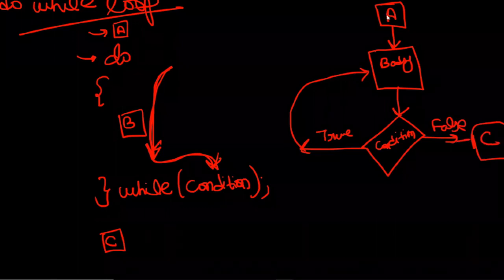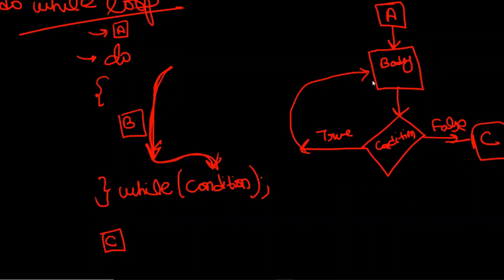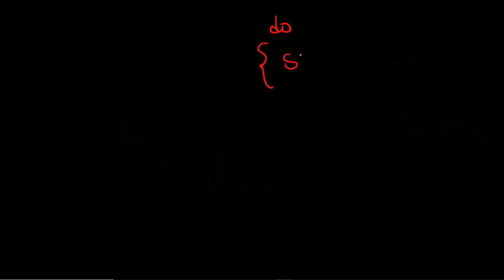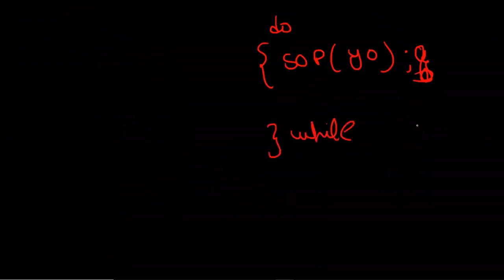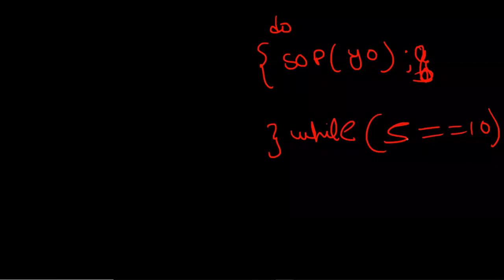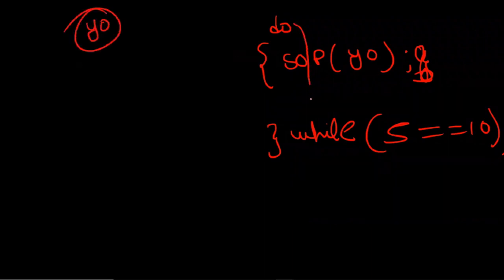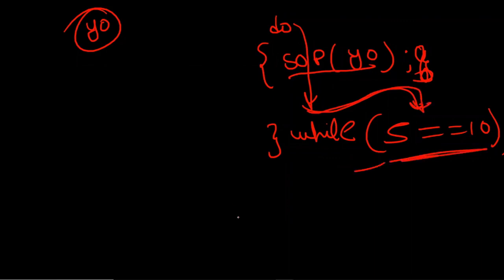But if you look at this flowchart very carefully, the body is executed once irrespective of whether the condition is true or false. Suppose I wrote some code like this: do SOP yo, while 5 equal to 10. You will see that the condition of this do while is false, because 5 equal to 10 is false. But even if the condition is false, you will see that yo is getting printed once. Why? Because first of all, you execute the do block and then we go to the condition check. So first I execute the do block, which is yo. Then I go to the condition check. The condition is false, so I come outside the do while block.